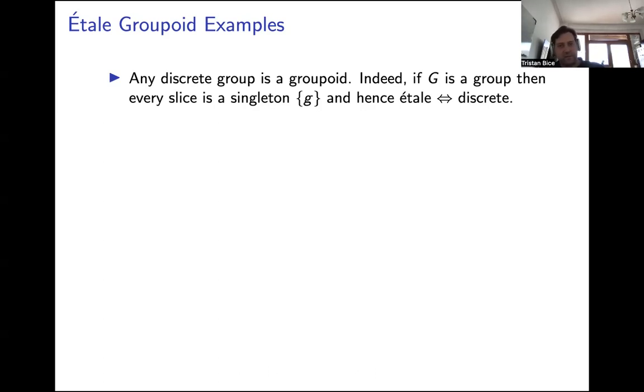Another easy way of showing it's Étale is to note that slices of a group are just singleton sets, or the empty set, I guess. But if you have a basis of open slices, that means you would have a basis of open sets. You have a basis of singletons, right? And the only topology with a basis of singletons is the discrete topology. Okay, so if you have a group, then Étale is equivalent to discrete.